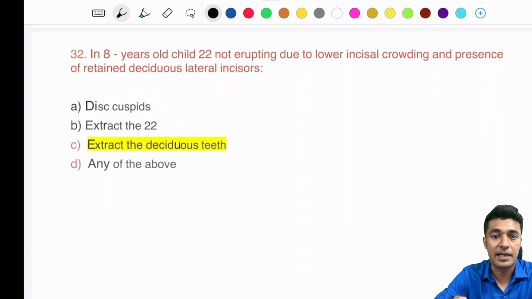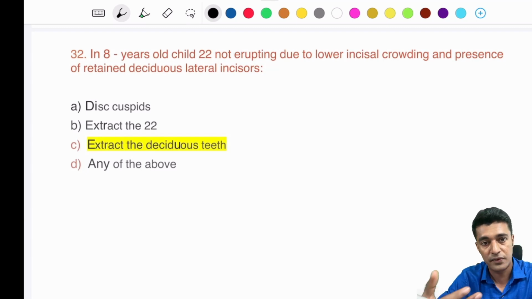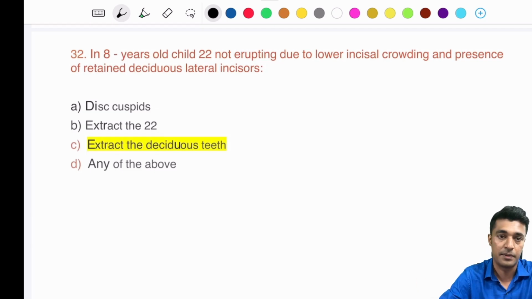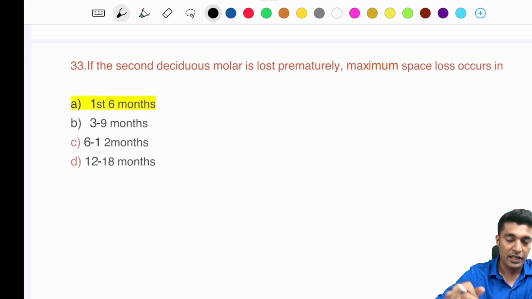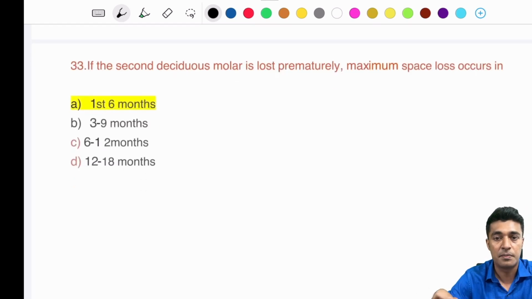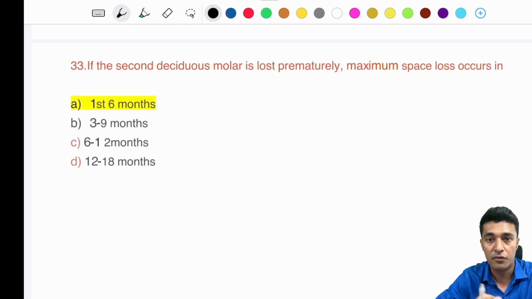In an 8-year-old child, a tooth is not erupting due to lower incisor crowding and the presence of a retained deciduous lateral incisor. Once we extract the retained deciduous lateral incisor, it is capable of erupting. If the second deciduous molar is lost prematurely, maximum space loss occurs during the first 6 months.